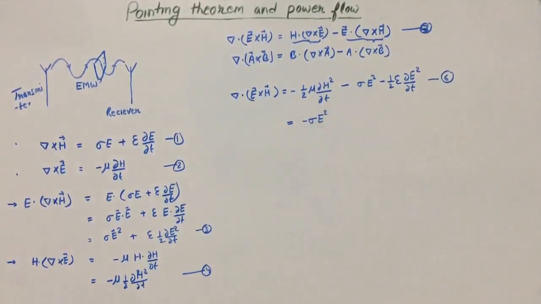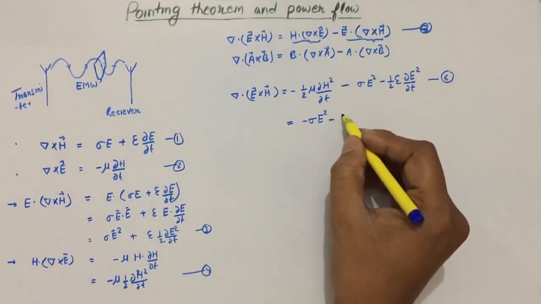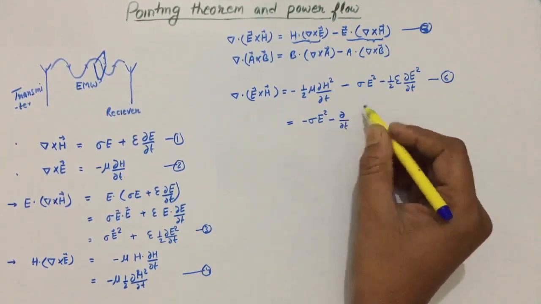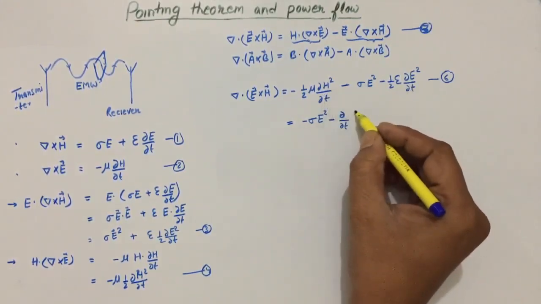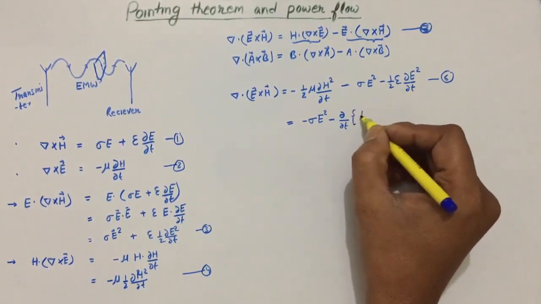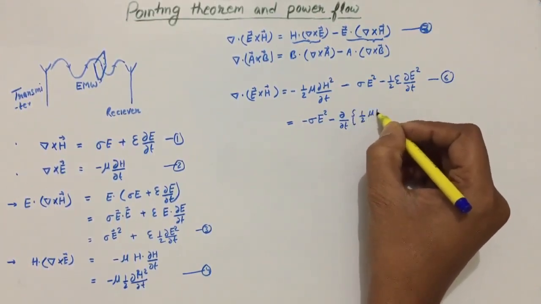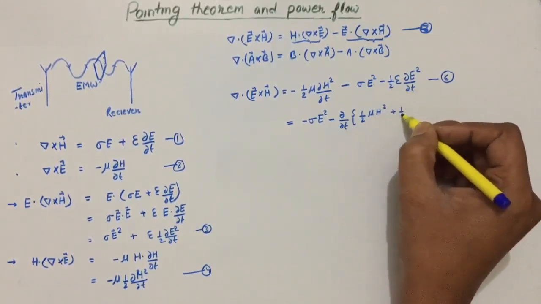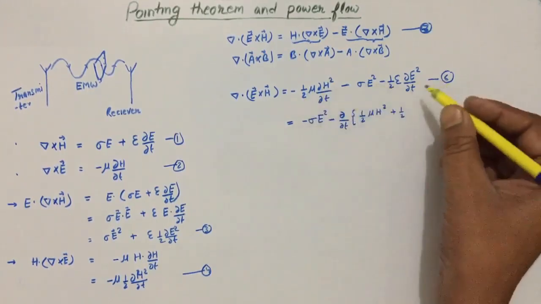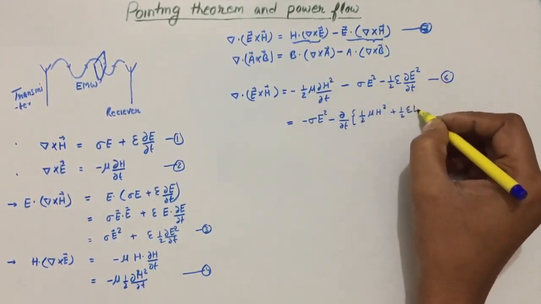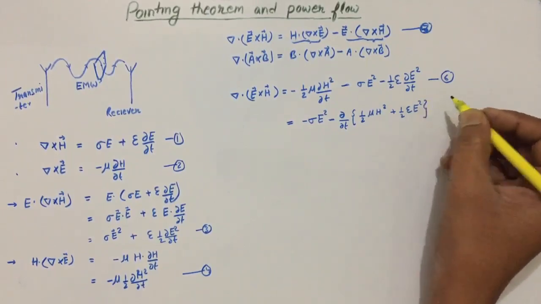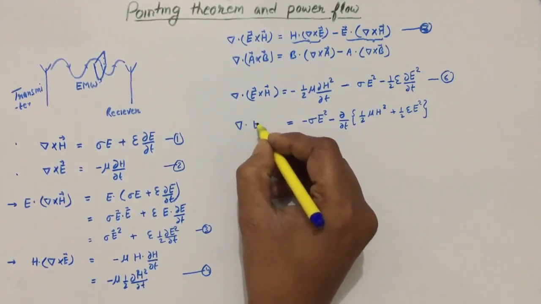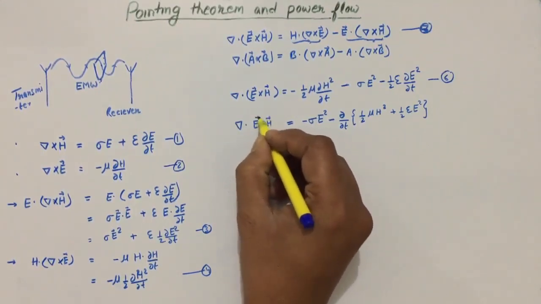Minus sigma E square, minus we can take del over del t outside from both of these. Inside will be half mu H square plus half epsilon E square, as the minus has been taken out. Now this is the final equation in front of us, that is del dot E cross H.